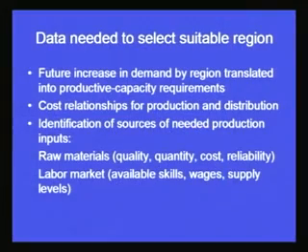The third point is identification of sources of needed production inputs. Now for production we require a certain amount of input also. Now what is that input? We need to have information regarding the raw materials. What is the quality that is required, what is the quantity that is required, what is the cost of raw materials, what is the reliability.